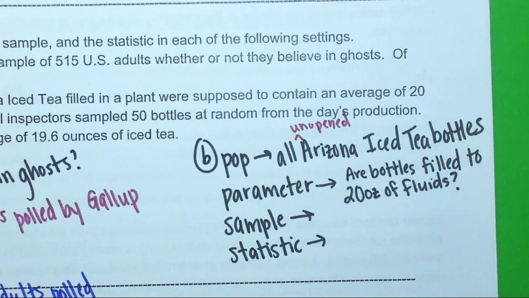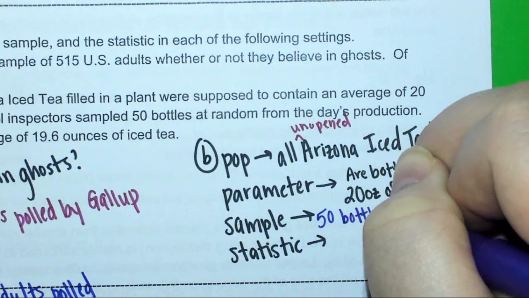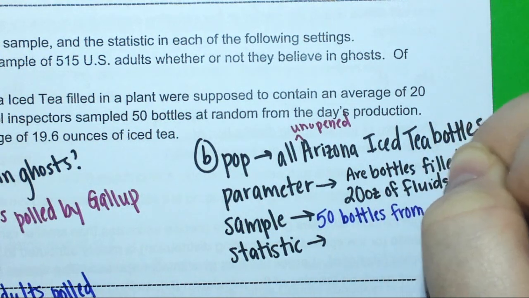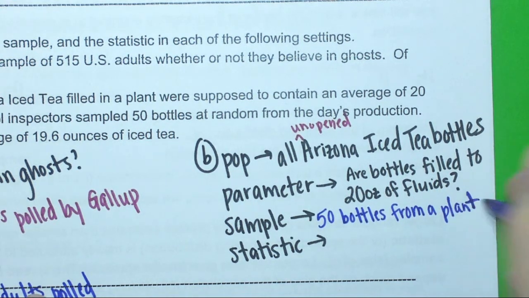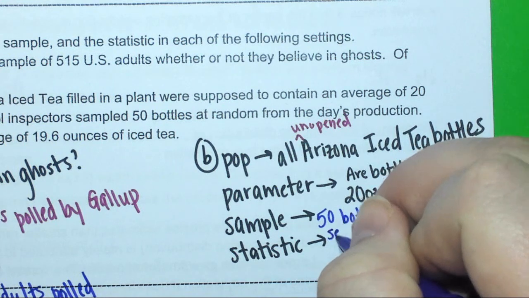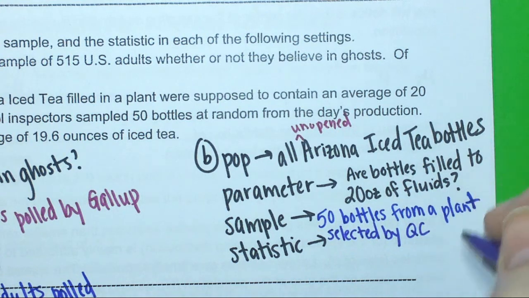Okay, as for our sample, what is our sample? 50 bottles from a plant. Tell me more about this sample. It's produced on a random day. Okay, produced on a random day, if I could fit that in. And there was one more thing I was going to add. Who picked the bottles? Quality control inspectors. So I added that too. Selected by QC inspectors. I'm going to put QC because I don't have enough room.